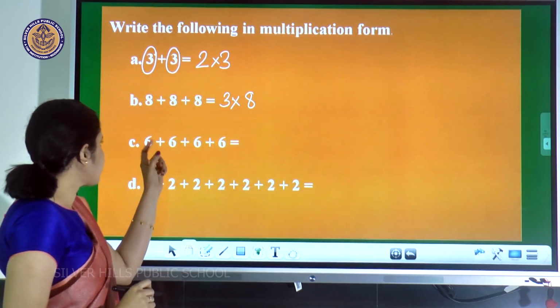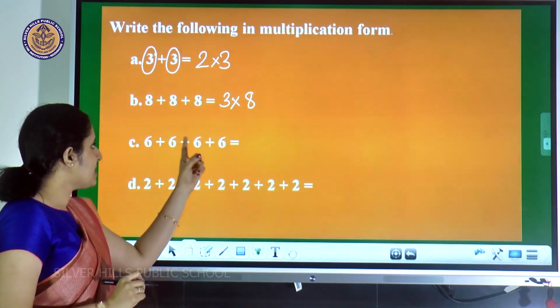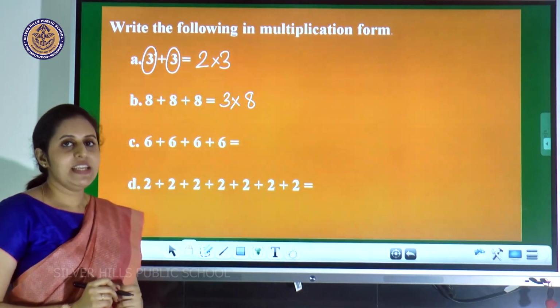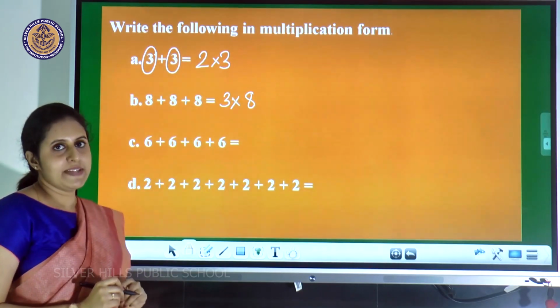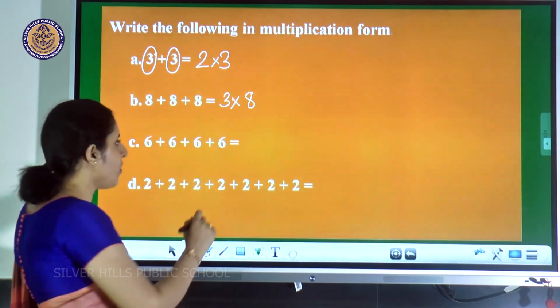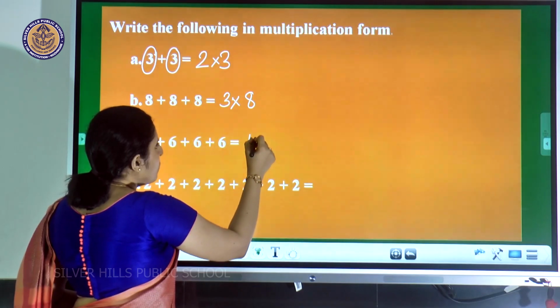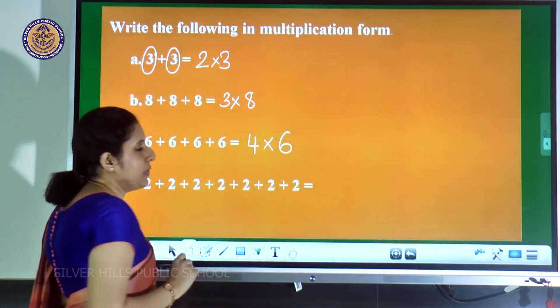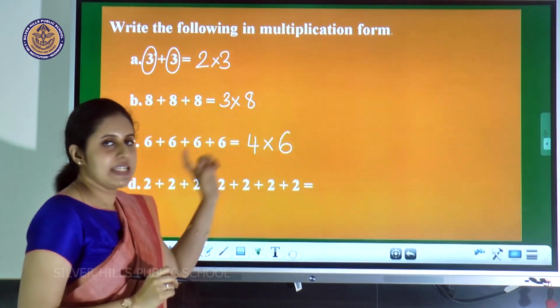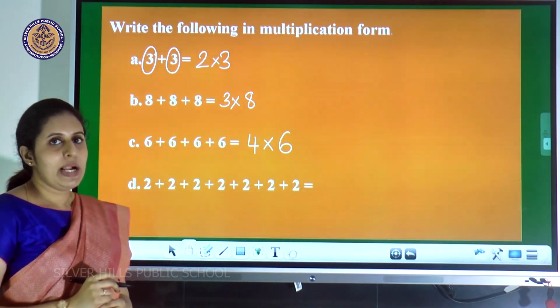Third question. 6 plus 6 plus 6 plus 6. How many times 6 is being added here? 1, 2, 3, 4 times. So, how do you write the multiplication form? 4 times 6. Very good. So, 4 times 6. This is how you write the multiplication form.